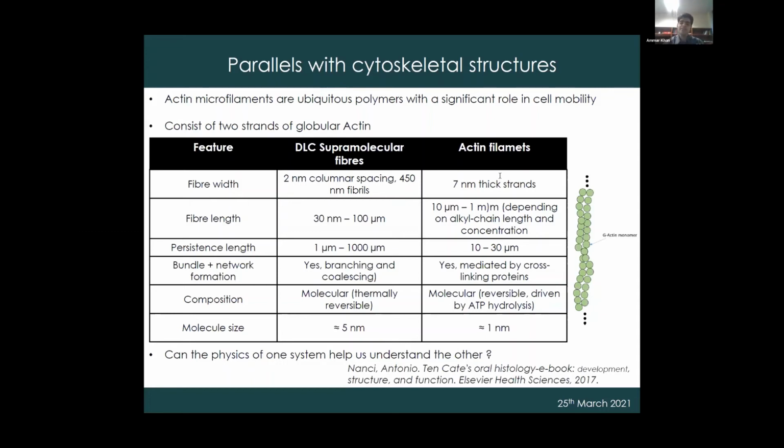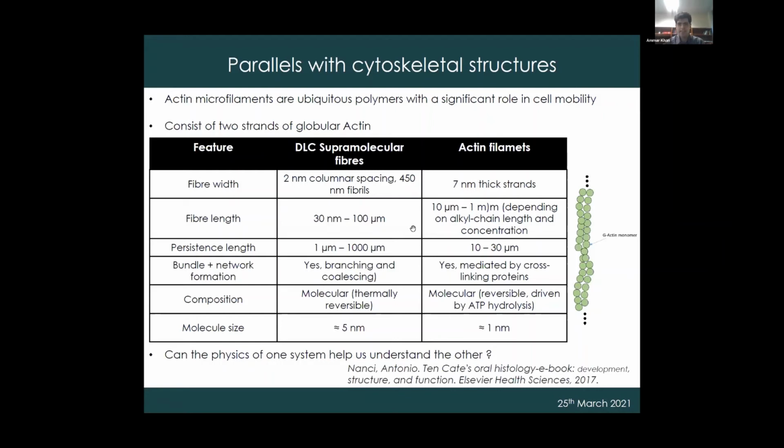Now, actin filaments are made up of globular actin monomers that are hydrolyzed into these long actin filaments. The width of these filaments is about 7 nanometers, so that's comparable to the column-to-column spacing in these distorted liquid crystals, and they are sort of comparable in terms of length also.